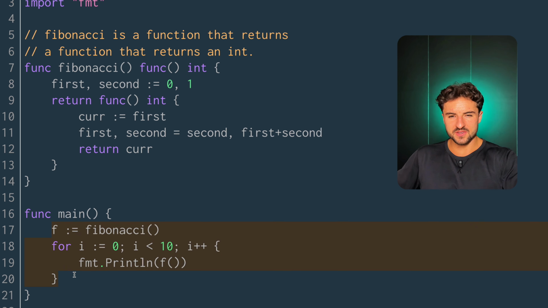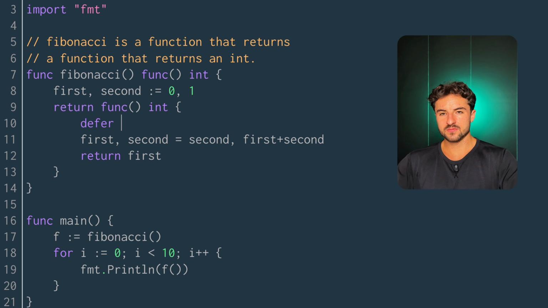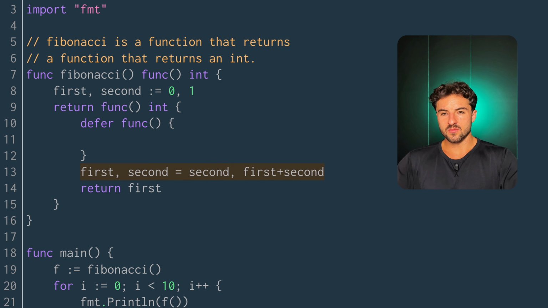And in order to do this, we will use defer func, move this update inside of the defer, and call the function. So defer expects a function call, so we just created this little anonymous function here to be executed, which all it does is execute the update statement of first and second. Even though we have a function which returns a function which makes use of an anonymous function, I find the solution to be quite elegant.